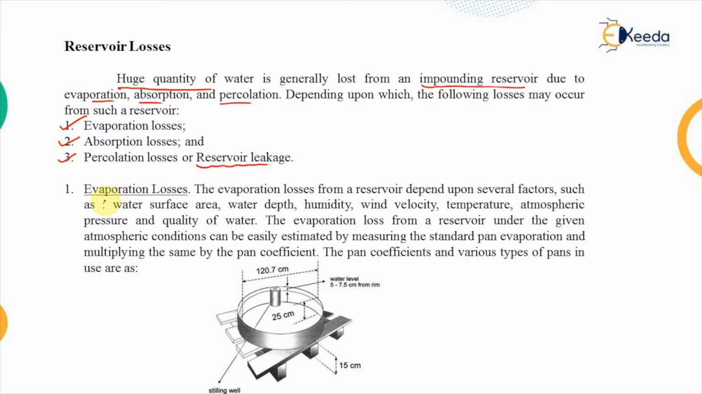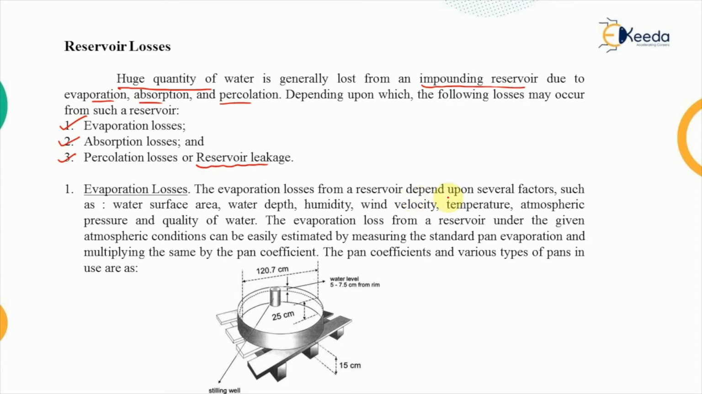So the first one will be the evaporation losses. Evaporation is basically a process to convert from the liquid state of matter to the gaseous state. When the water impounded in the reservoir is exposed to a certain amount of temperature, usually because of the sunlight, a certain amount of that water is lost in the form of water vapors to the atmosphere, and that loss is known as the evaporation loss.